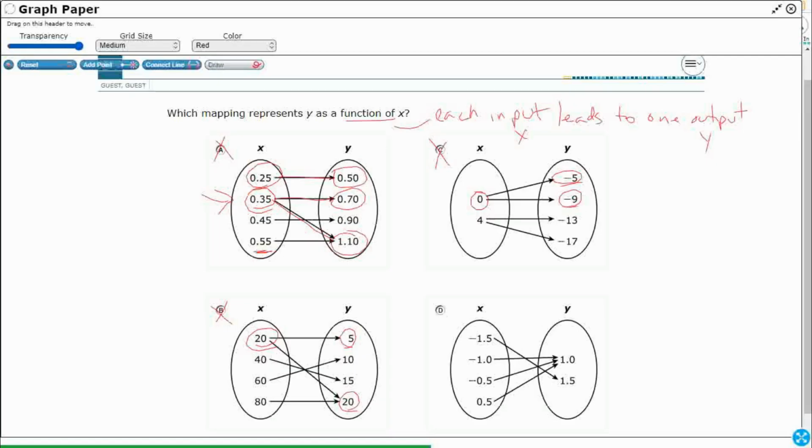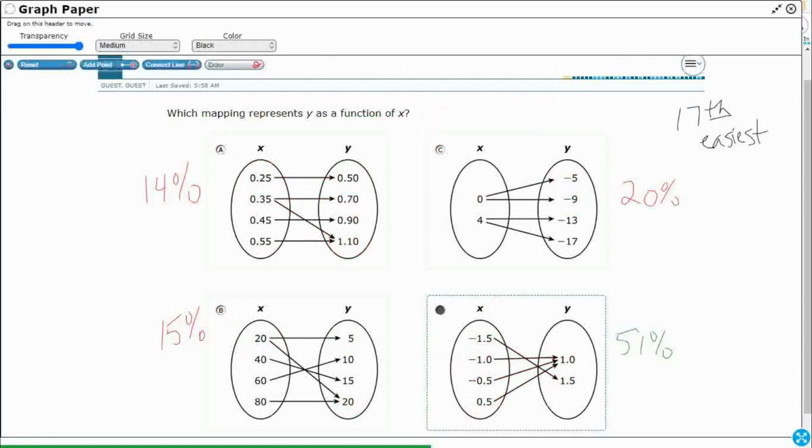So even though there's only 2 y's, as you can tell, each x only leads to one of them. So the fact that there's only one arrow off of each x, even though they all point to the 1.0, is totally fine. Each x leads to one y. Our answer is D. Let's see how we did across the state of Texas.